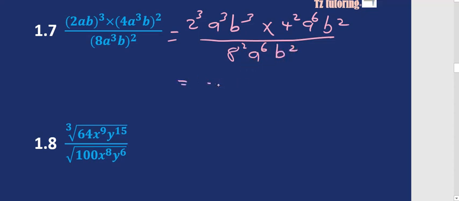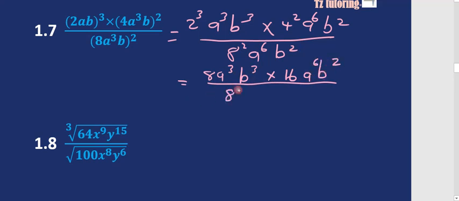We simplify this out. That's 8, a to the 3, b to the 3. That is 16, 4 squared is 16, and a to the 6, b squared. Keep the denominator exactly the same.